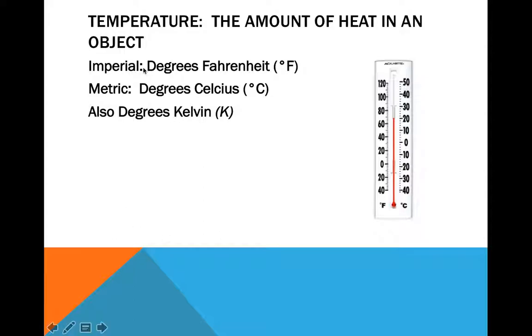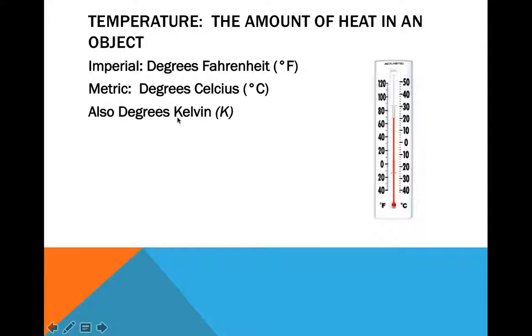The imperial system is measured in degrees Fahrenheit, right? F. So we say, oh, it's 60 degrees outside. It feels great today. The metric system would say, oh, it's 15 degrees outside. It feels great today. Because Celsius is a different measure, right? This thermometer here shows us Fahrenheit and Celsius, and it kind of shows you going across what those temperatures would be. So 60, yeah, it's like 15 or 16 degrees or something in Celsius.